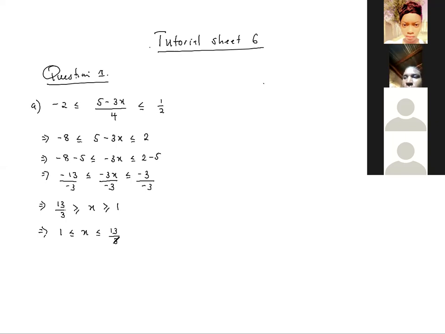So if we have something else like b, where we have 2t squared minus 9t minus 5 greater than 0, what you have now here is another inequality, but on the left we have a quadratic equation, which is factorizable.